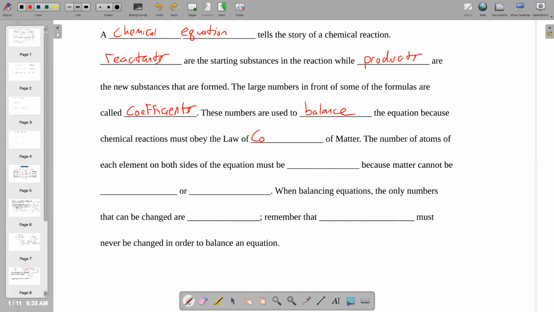Sometimes it's called the law of conservation of mass or conservation of matter. It could be matter or mass. You know, the definition of matter is anything that has mass and takes up space.